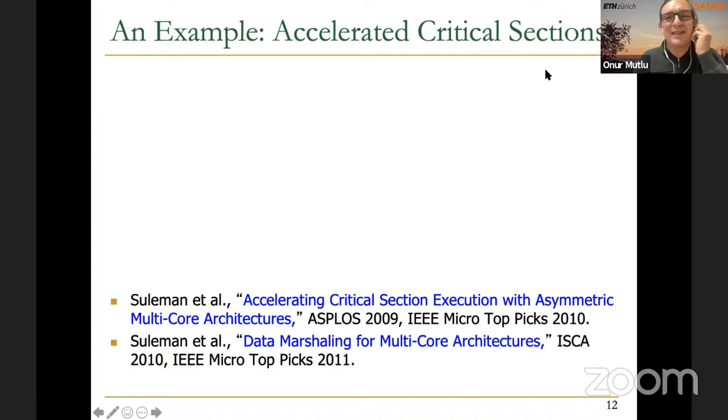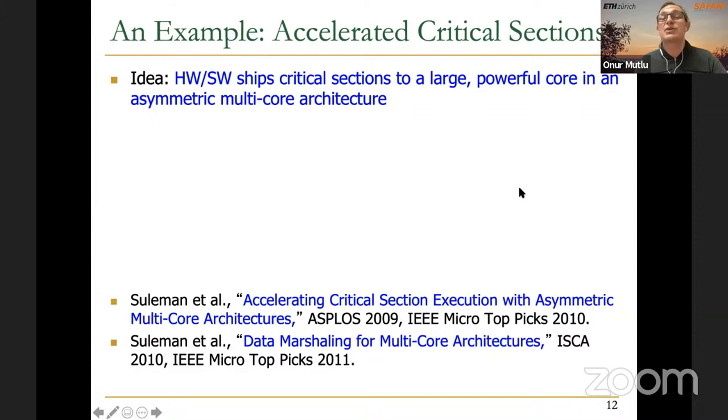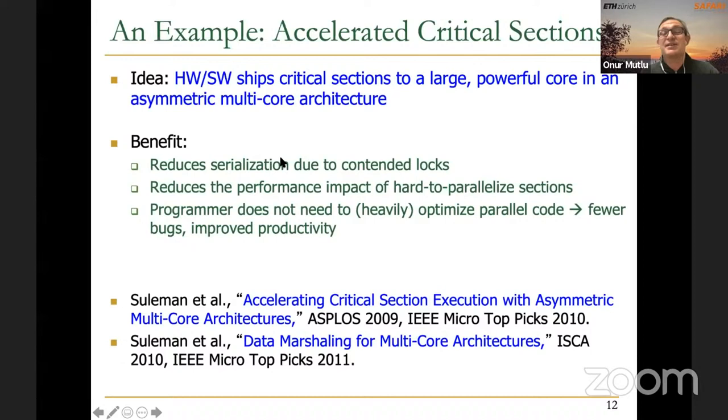So basically, this one example that we're going to cover is accelerated critical sections. In accelerated critical sections, the idea is to design a hardware-software cooperative mechanism. And this mechanism ships critical sections to a large, powerful core that can potentially execute these critical sections much faster than a simple core. That's the idea, basically. And there are multiple benefits to this, actually. It's not just accelerating this part faster. It reduces serialization due to contended locks because of acceleration. It reduces the performance impact of these hard-to-parallelize sections.